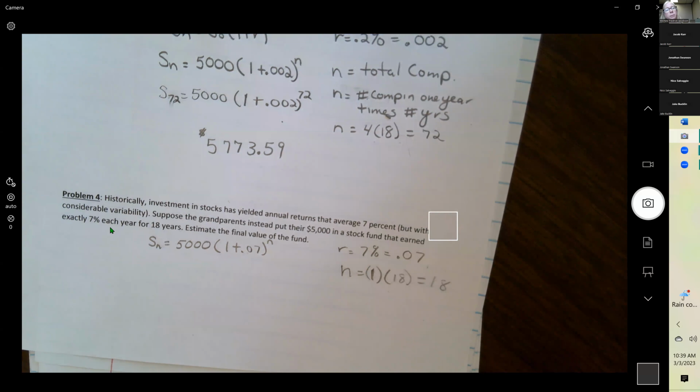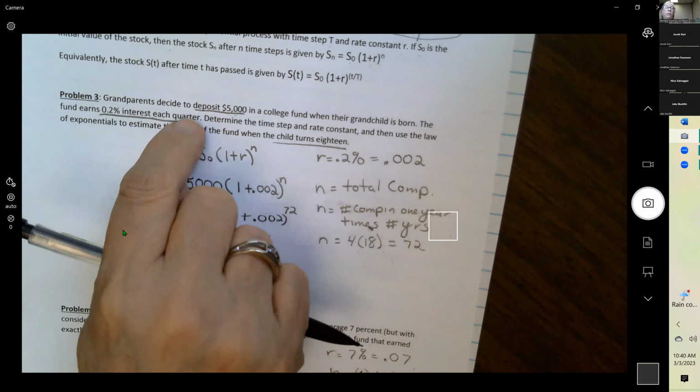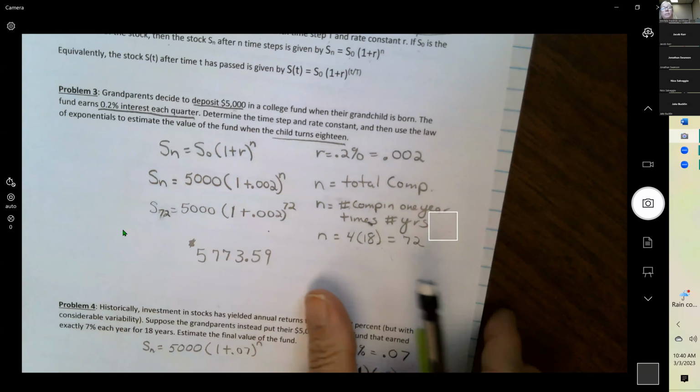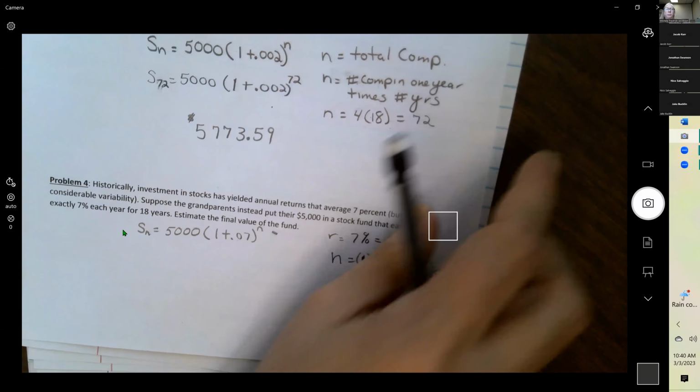But this one says 7% a year. So you do have to be careful of units. This one said a quarter. So this is going 4 times a year. But it's still 7%, which is still pretty large. I think you'll still make a lot more here.